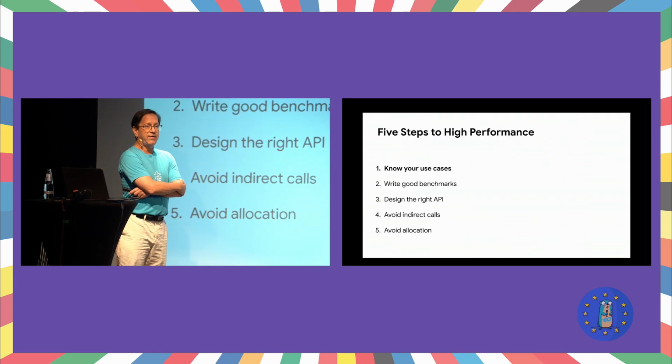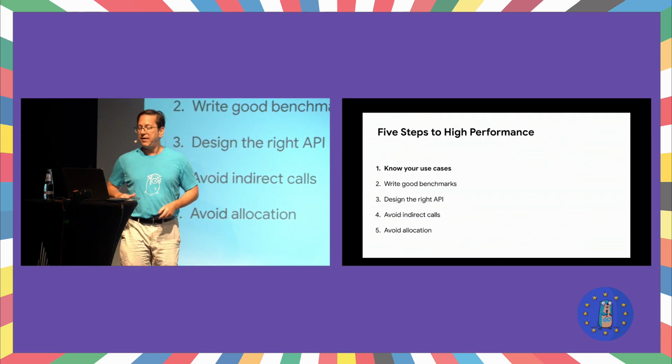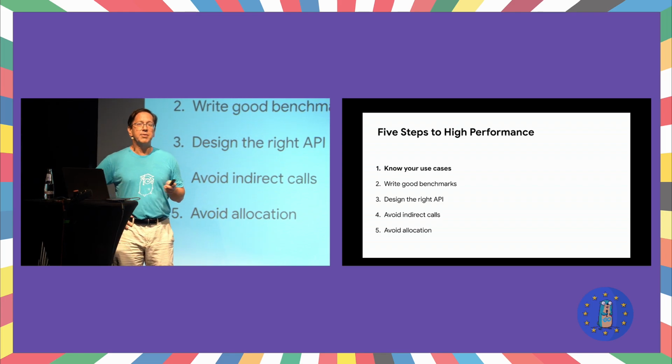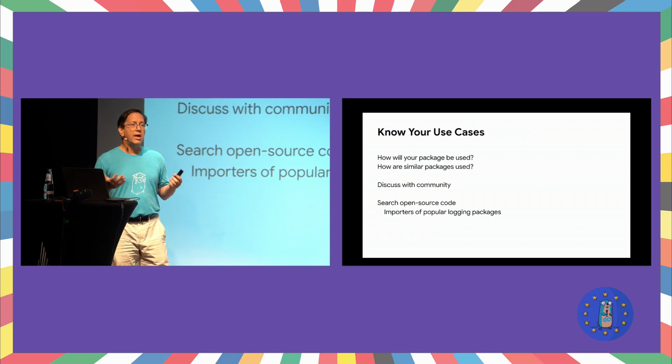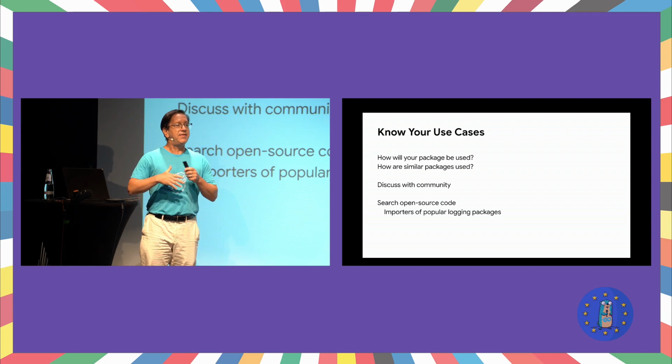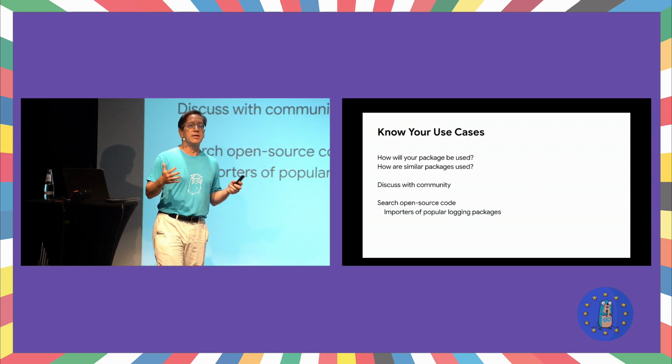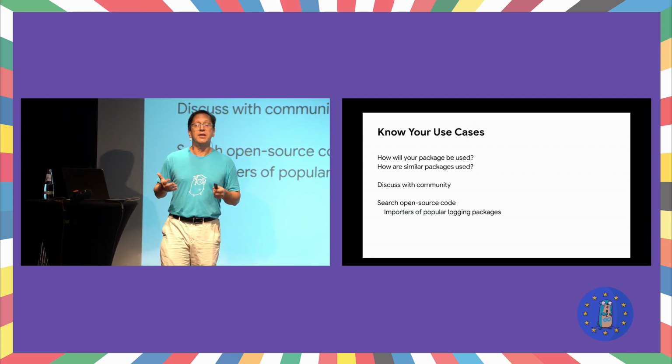Well, we followed this 5-step program. So there's five steps here. And the first is probably the most important. It's know what you want to make fast. You can't make everything fast. You have to pick the common cases. And how do you know what the common cases are?